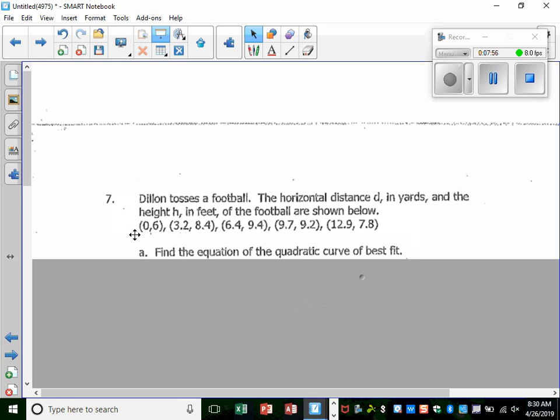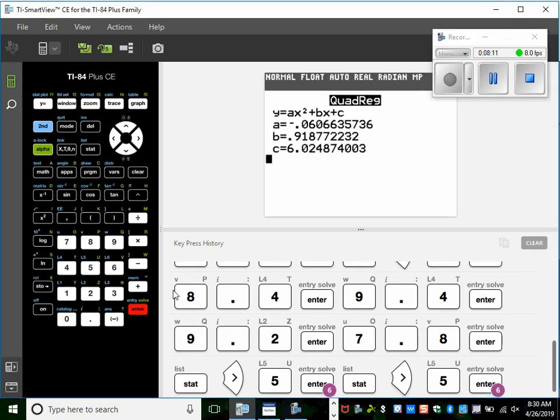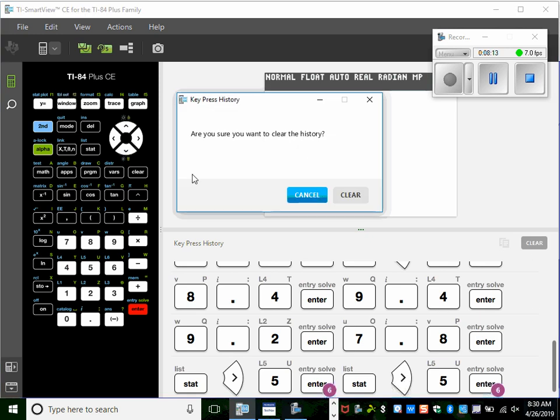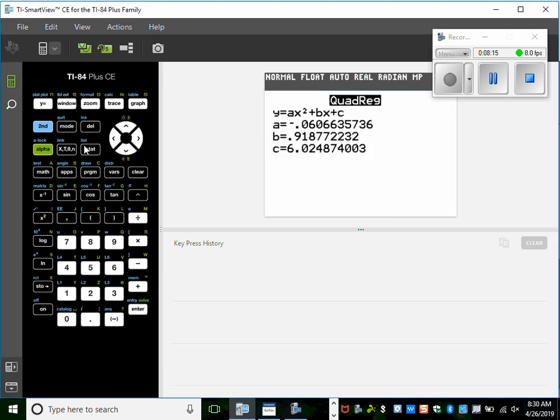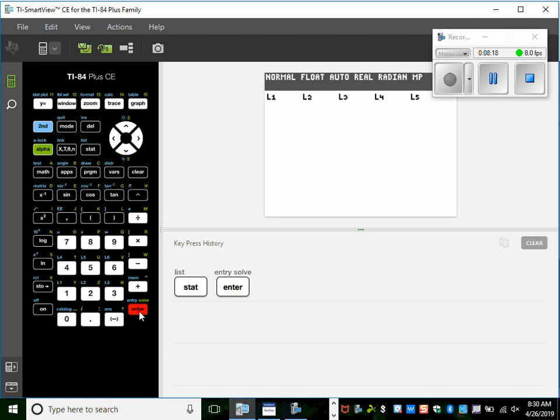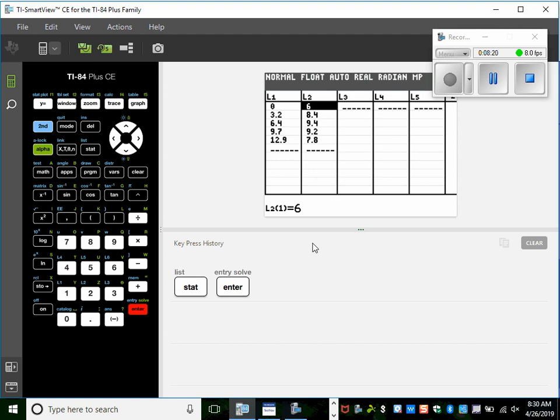So what I would like for you to do is to go ahead and put this data in. Okay, you still go back to stat, all of that's the same. Enter your data into your table. Okay, stat and enter. And I have already entered mine, so you can just go ahead and stop it and go ahead and enter your data in.